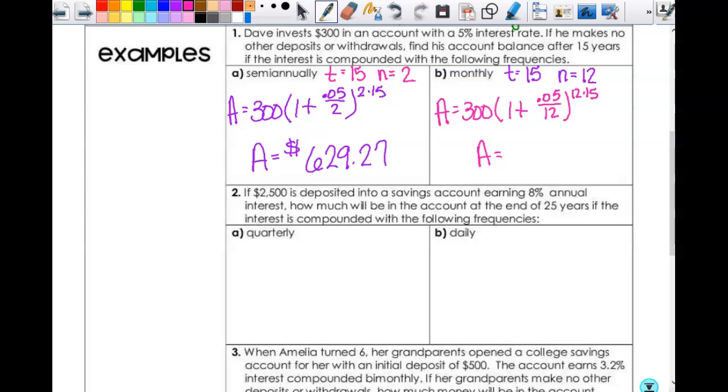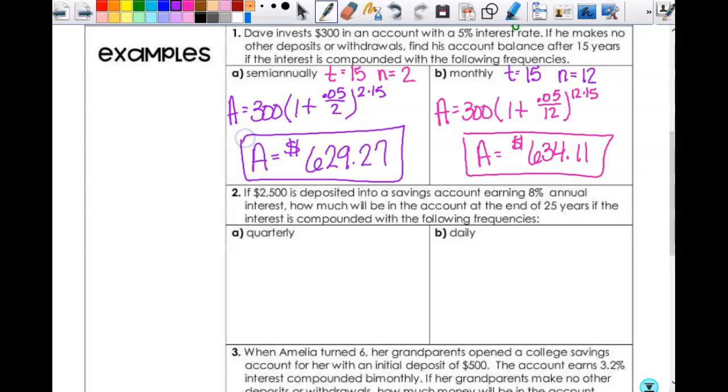Absolutely, yes. And you don't have to do multiplies. You can just make it look exactly like that in your calculator and you'll be good. You get 634.11. So it is more. It's only about $5 more, but hey, if you got an extra $5, I'll take it, right? We didn't put that much money in to begin with anyway. But understanding how if we compounded it daily, then we'd have even more than that. Okay, we good?